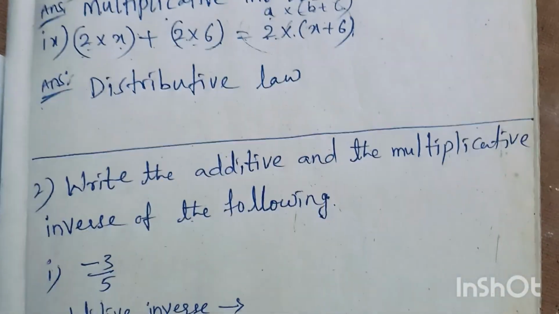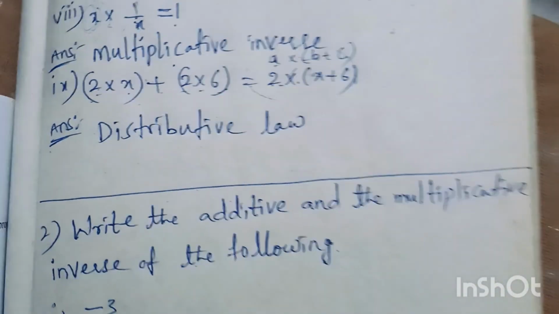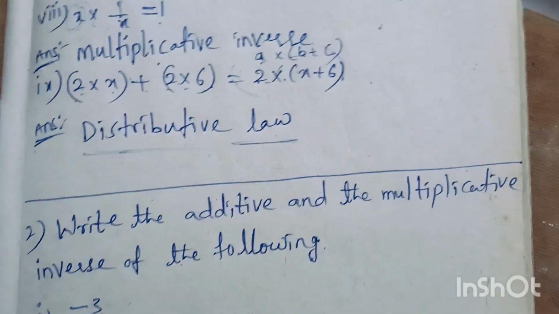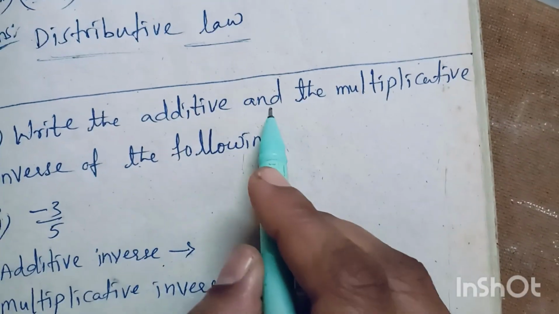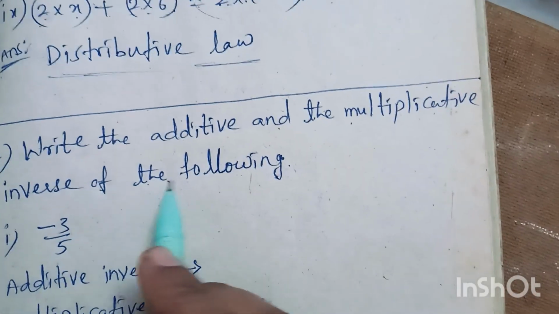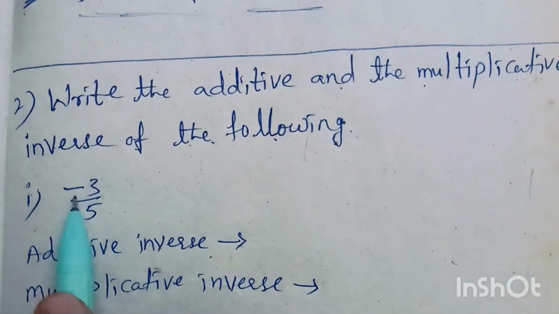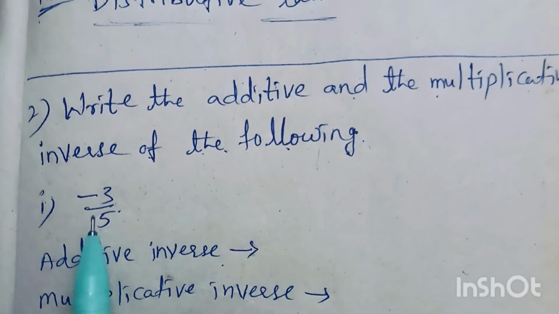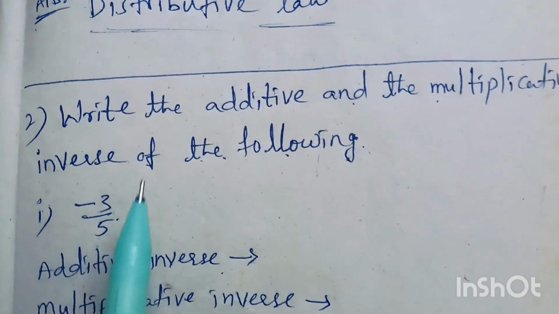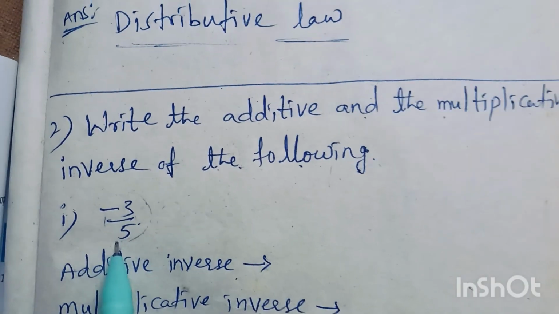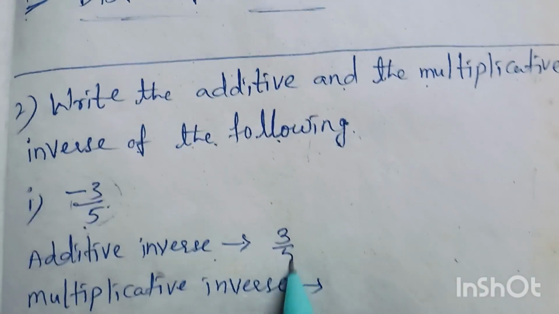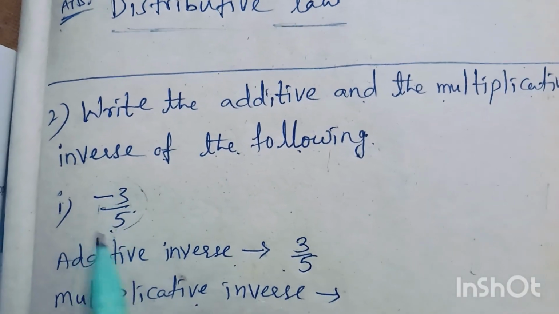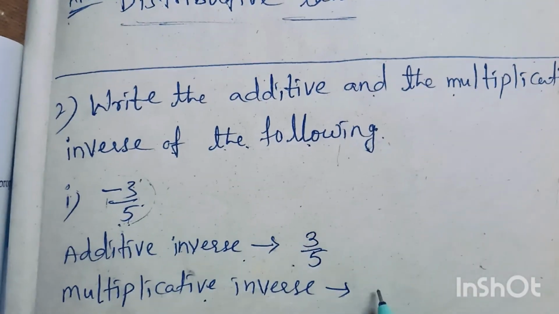Okay, these are the first bit problems. The questions are only about properties. Next, the second one: write the additive and the multiplicative inverse of the following. For this question we have to write the additive inverse and multiplicative inverse. Additive inverse means you only focus on whether it is positive or negative. That's it. Multiplicative inverse means you have to focus on numerator and denominator.